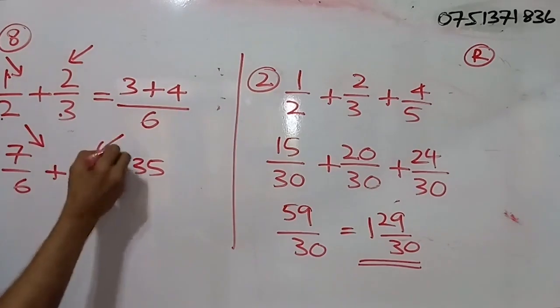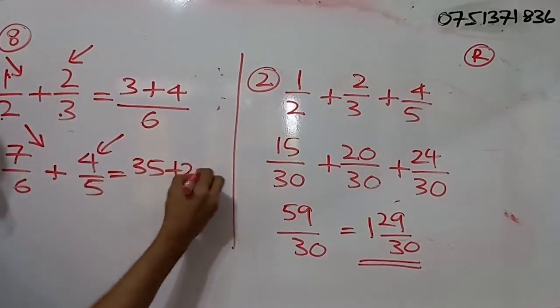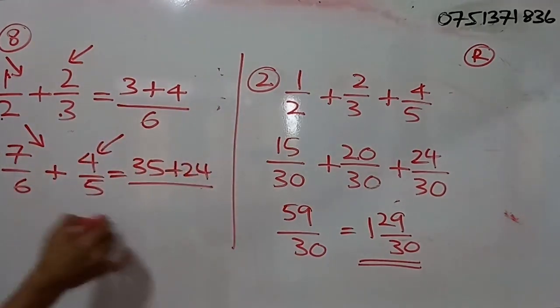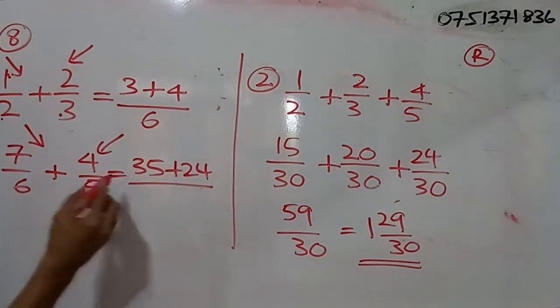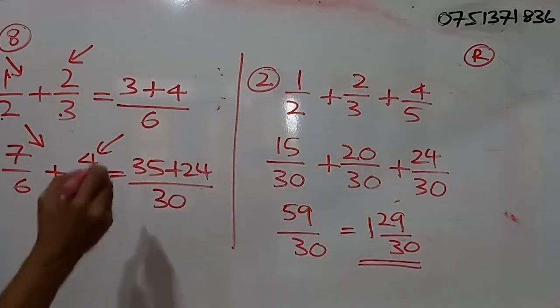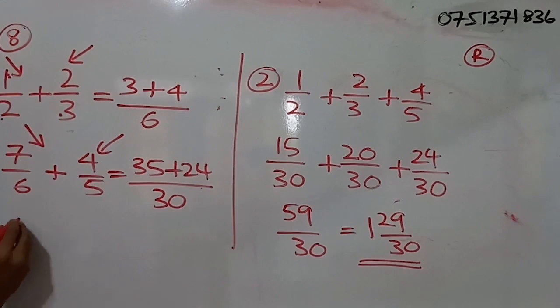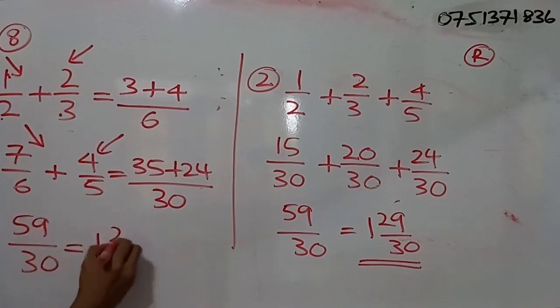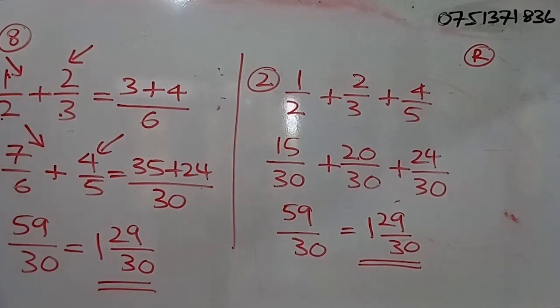In this direction we cross multiply. 4 times 6, we get 24. Then what will be the denominator? 6 times 5, that is 30. Right? Now 35 plus 24, what is that? 59. 59 by 30. So we have to simplify this into a mixed number. So it will be what? 1 and 29 by 30. So that is the answer. So we arrive at the same answer.